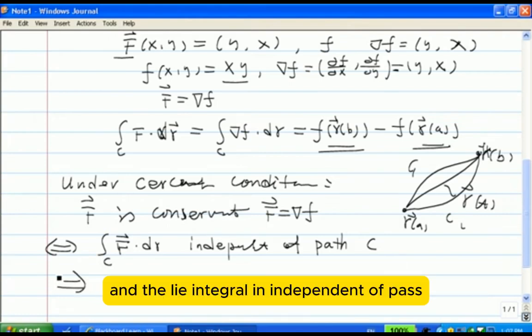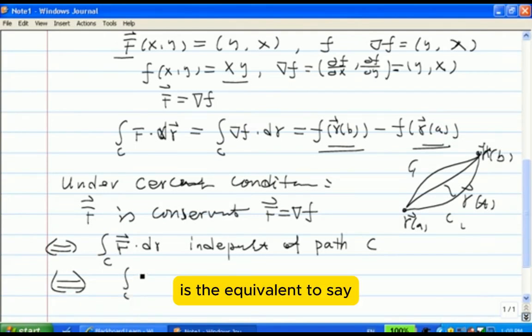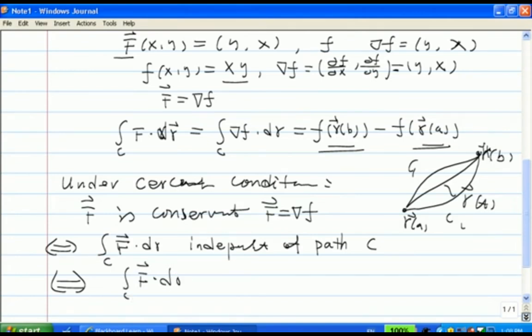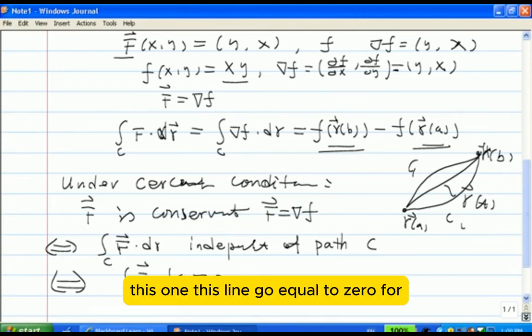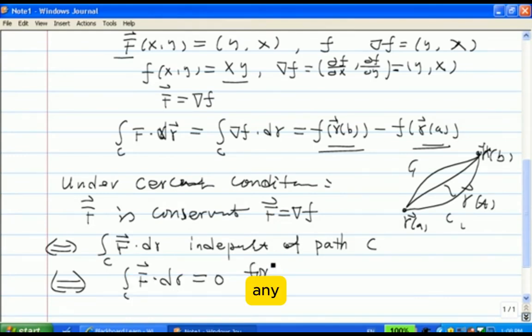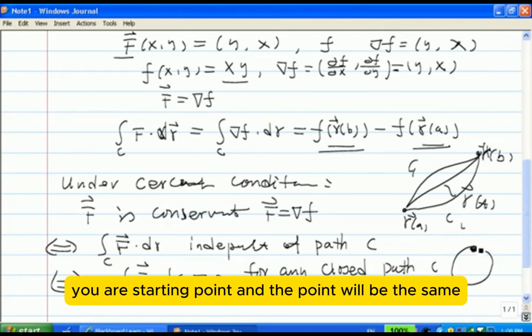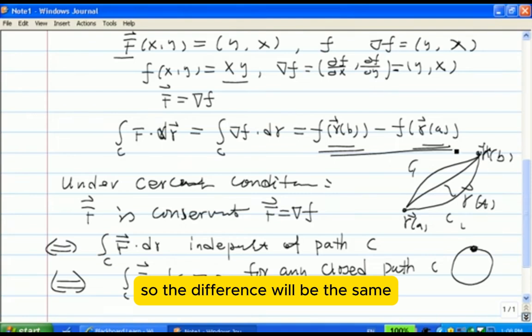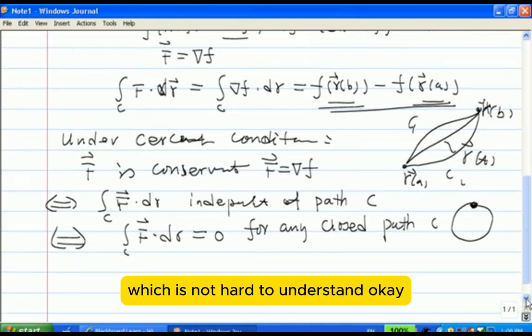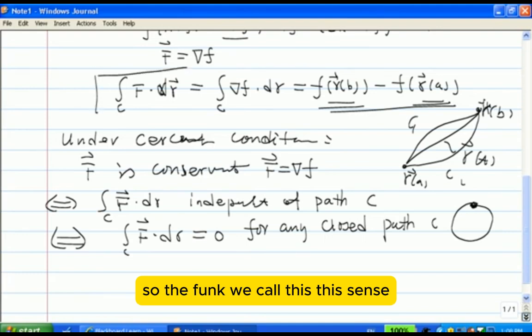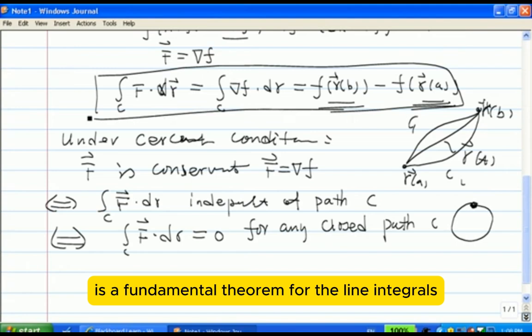And the line integral independent of path is equivalent to, say, this line integral equal to 0 for any closed path C. Okay, what do we mean closed path? It means like that. For the closed path, your starting point and end point will be the same. So the difference will be the same. That's why you got 0, which is not hard to understand. Okay, so we call this the fundamental theorem for the line integrals.